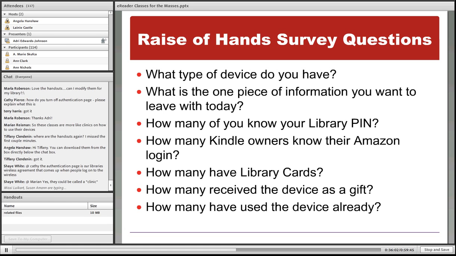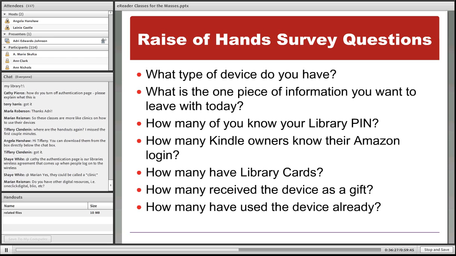The problem we've seen with Kindle users is that a lot of them receive their Kindles as gifts. Let's say it was purchased for them by their children, and so it's registered to their children's Amazon account, so they don't know their Amazon login, which, depending on the title they want to download, they may have to have when they download the book. So we make sure that before that person leaves the room, if they don't know their Amazon login, we've helped them contact Amazon support so that they'll know how to get to their device.